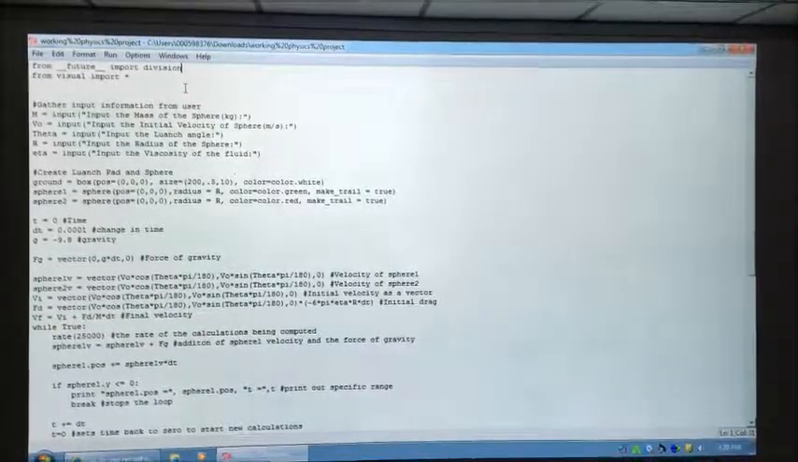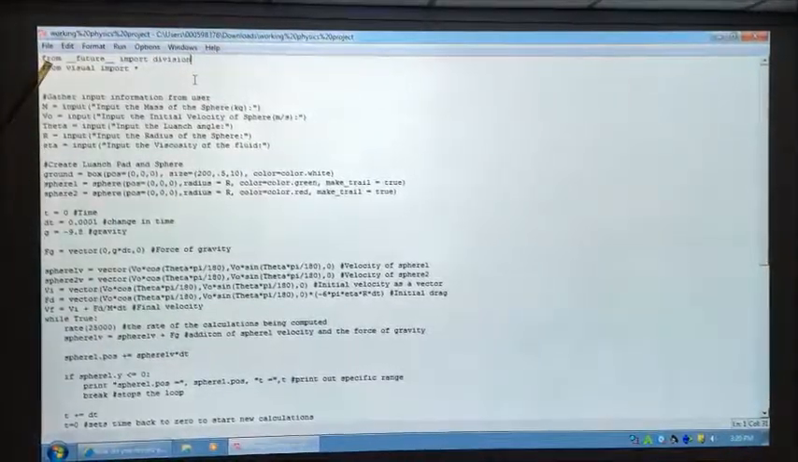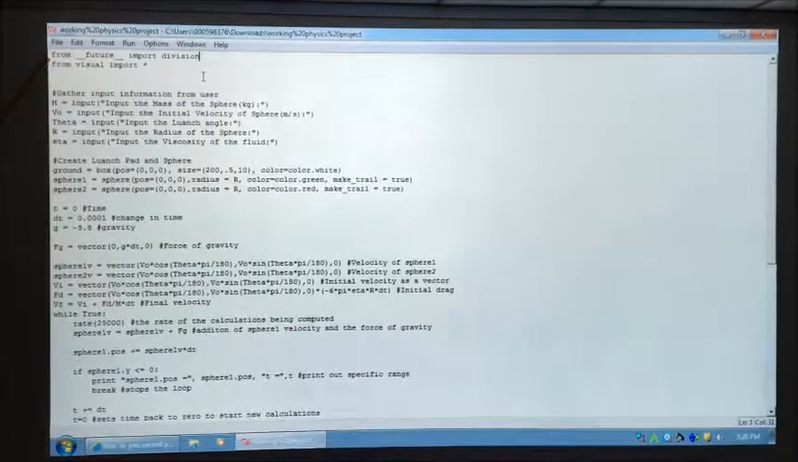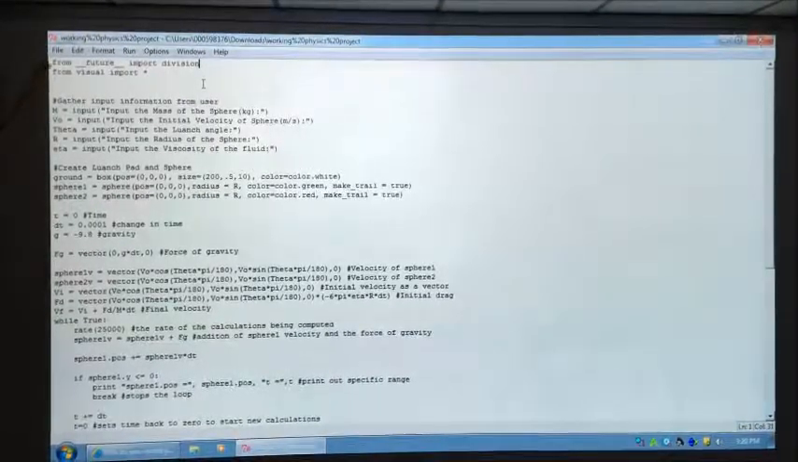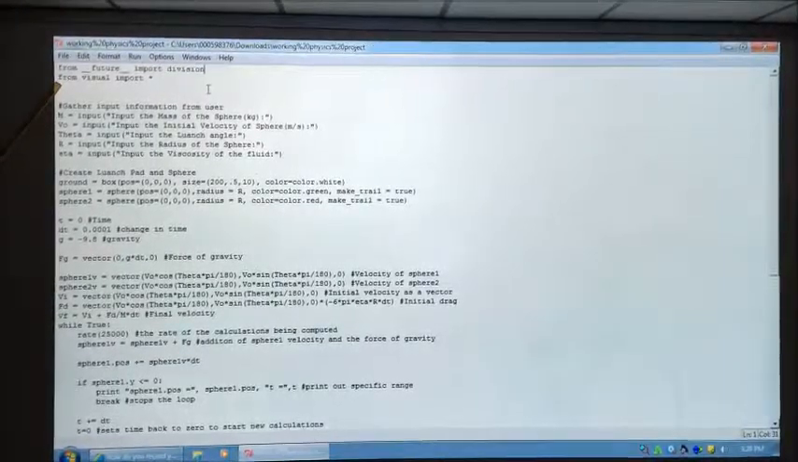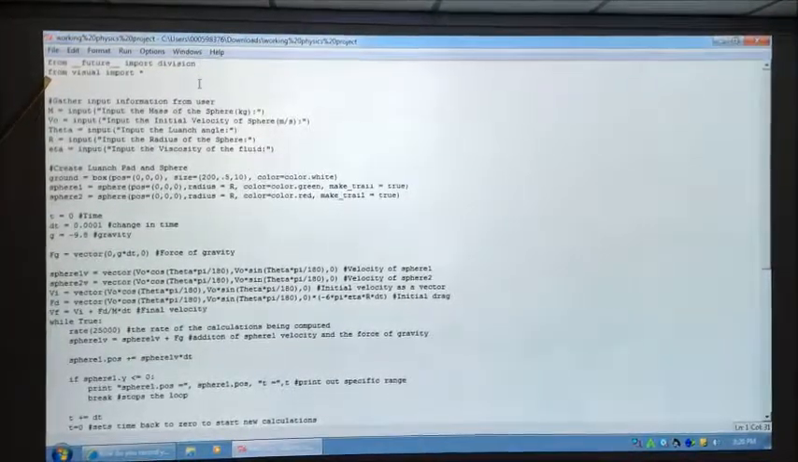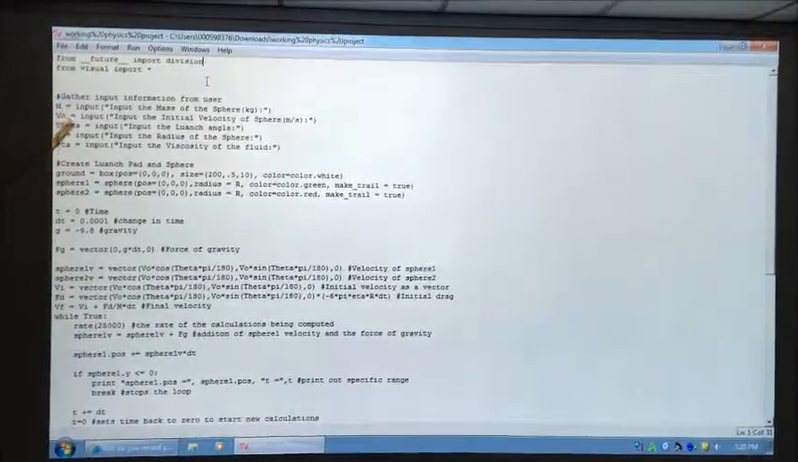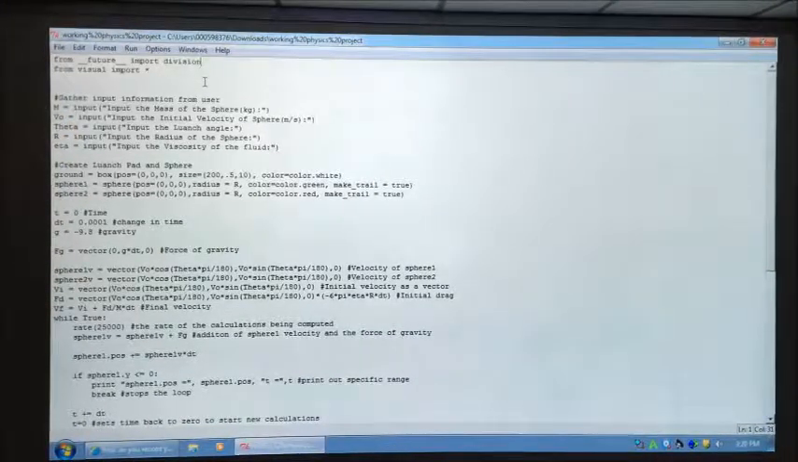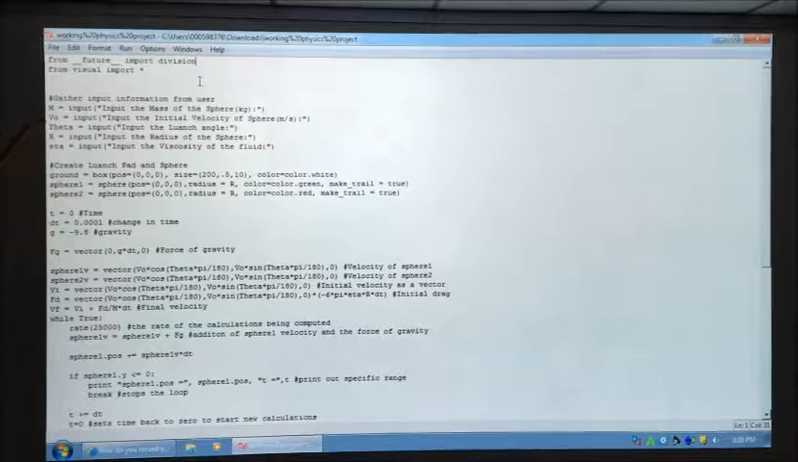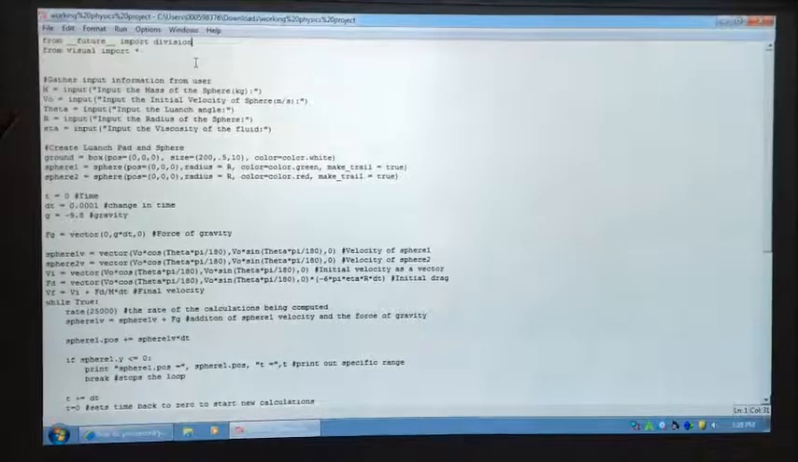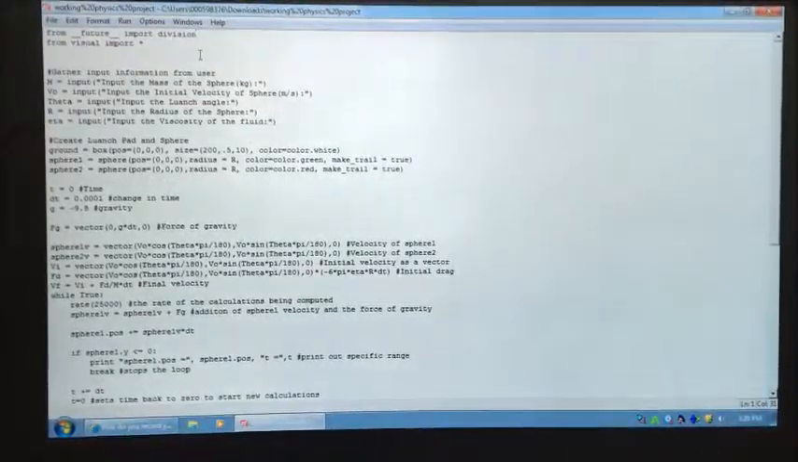Okay, so on the first line here, we put this on the VPython program because it prevents integer division with truncation. The second line we also added because it tells the program to use 3D models. This section here is just the input command, which will gather input information from the user, and we have the mass, initial velocity, theta, which is the angle, the radius, and then the viscosity of the fluid.